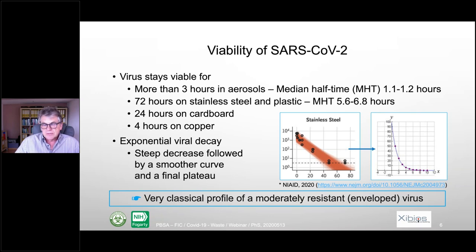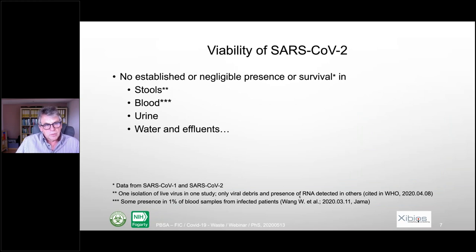So actually, this is very classical for most microorganisms, and it's a very classical profile of a virus which is moderately resistant. Enveloped viruses like coronavirus are not the most resistant.